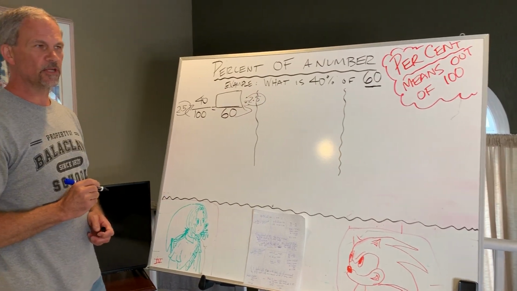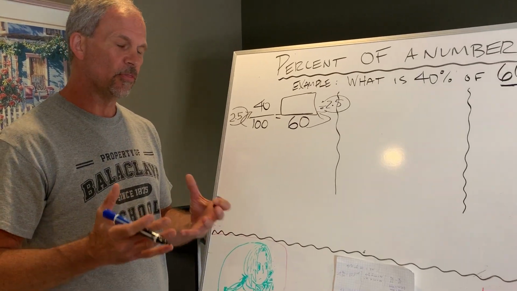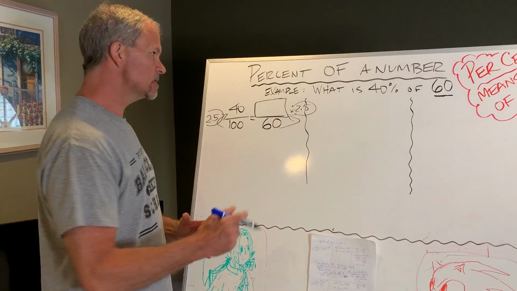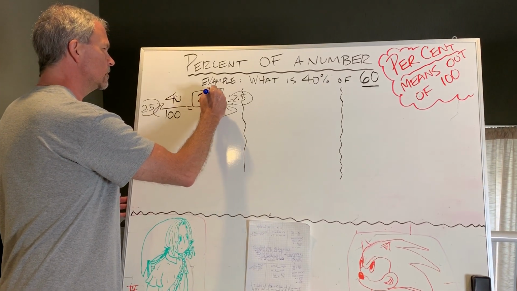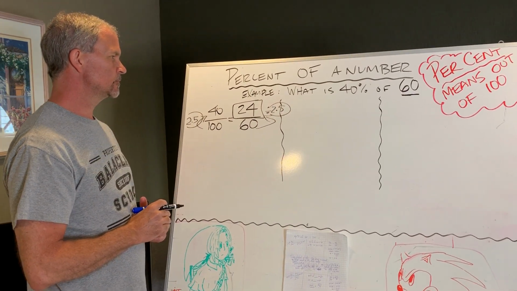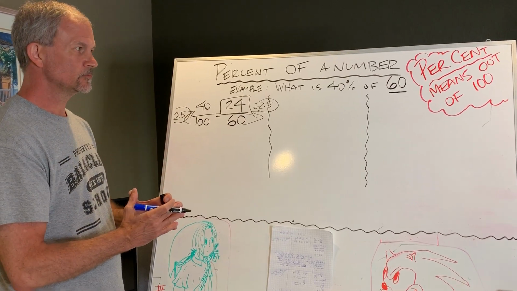It's going to be the same thing. Now here, it's not that easy to think of the numbers. The number facts aren't, because we've got some decimals there. But what it ends up being is 24. Right? 60 divided by 2.5 is 24. So, therefore, 40% of 60 is 24.